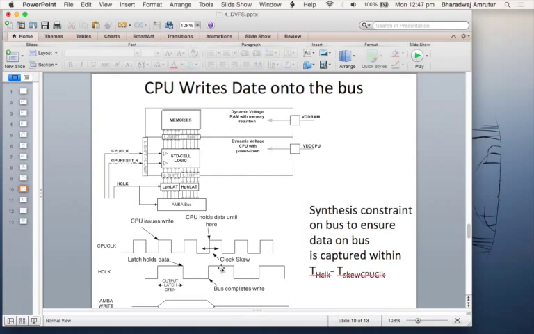Okay, and so that means when that data flows through, it has to be captured by the next rising edge of edge clock. That means this whole system again should be synthesized such that the data when it flows through this latch, comes out, goes into the bus, there could be many things on the bus, no matter who is getting the data, the timing should be such that that delay should be less than T_H clock minus T skew CPU clock, same.